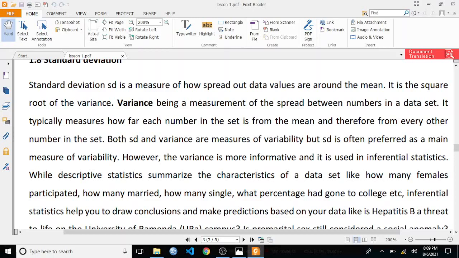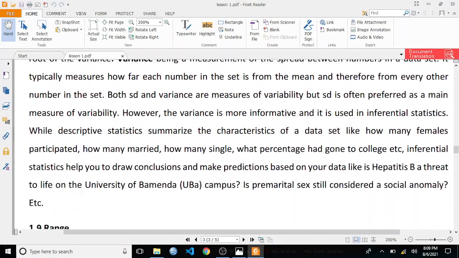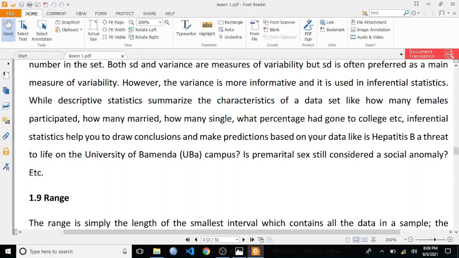Now, a few definitions. Descriptive statistics summarizes the characteristics of a data set, like how many females were present, how many were married, how many were single, what percentage had gone to college, while inferential statistics rather help you to draw conclusions and make predictions based on your data. For example, is hepatitis B a threat to life on the University of Bamenda campus? Is premarital sex still considered a social abnormality? You'll be able to answer these questions in inferential statistics.